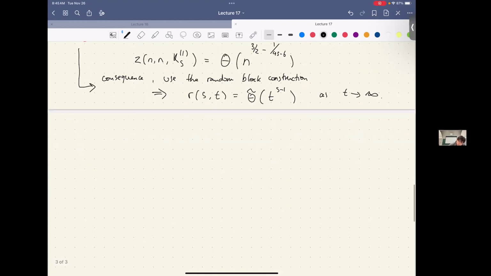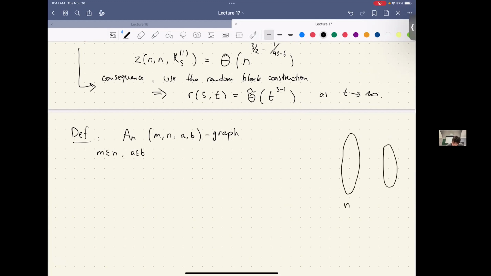Definition. We say a graph, let's say m is less than n, and I think a is at most b, an (m, n, a, b) graph is nothing but a bipartite graph with n vertices on one side, m vertices on the other side, and every vertex here is a-regular, and every vertex here is b-regular. That's it.